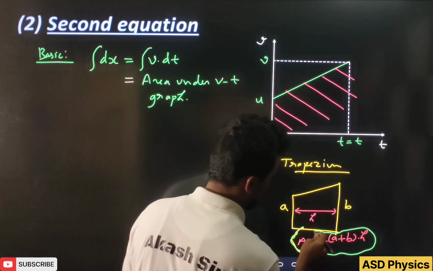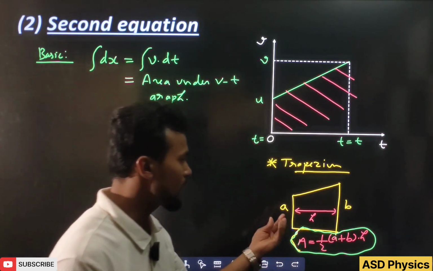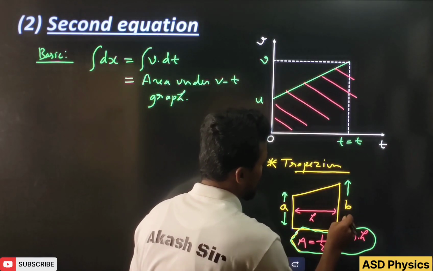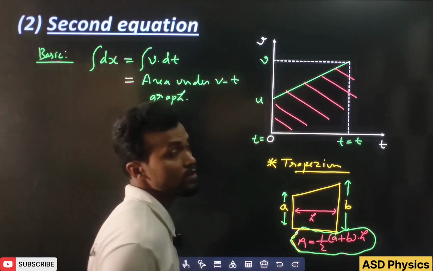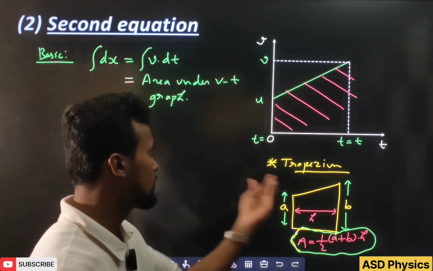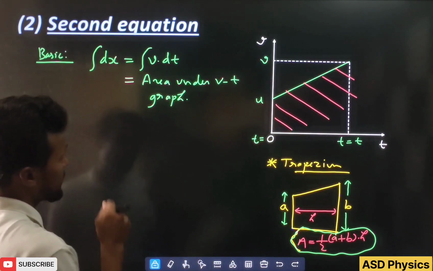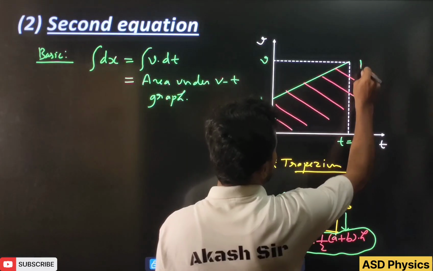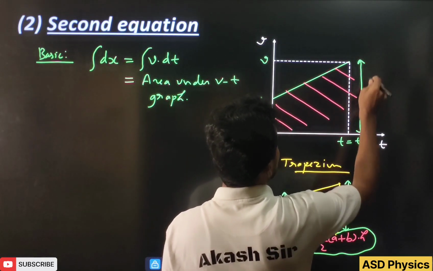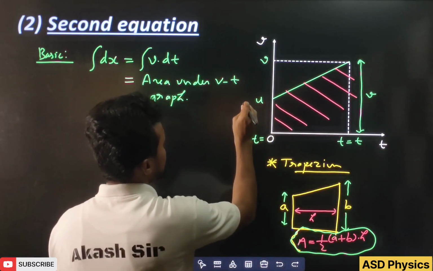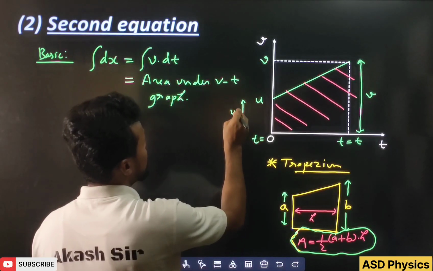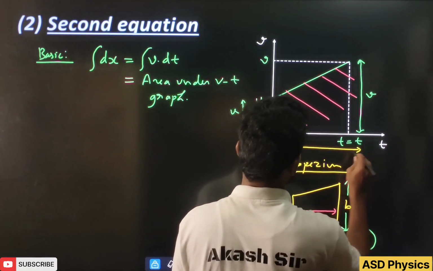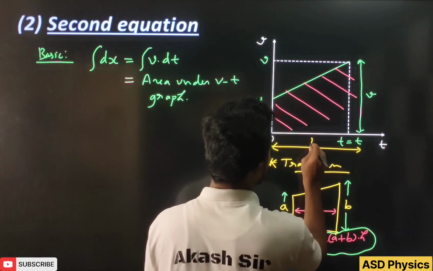Remember this formula. Two parallel sides: the length of one parallel side is A, the length of the second parallel side is B, and the distance between the two parallel sides is H. So we will use this here. In this situation, this length is V, this length is u, and the distance between these two parallel sides, from t equal to 0 to t equal to t, is t.